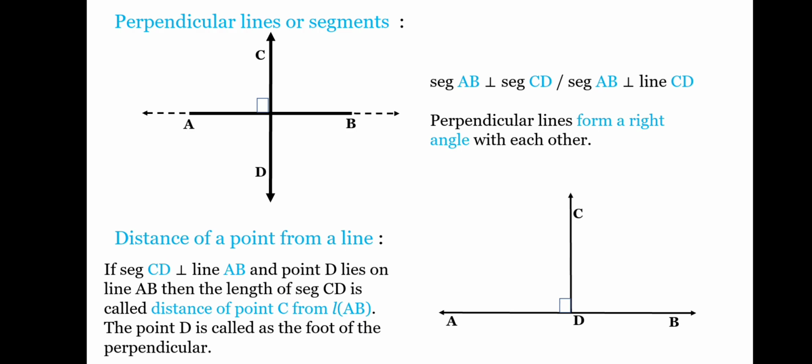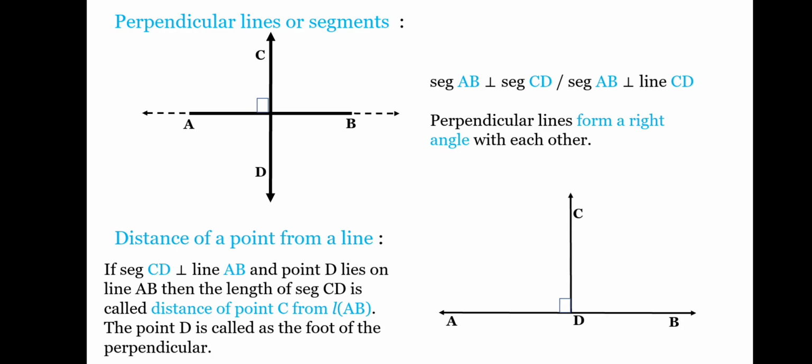You have seen I've written the symbol of perpendicular. I've not written perpendicular in words. So while writing, we have to write it in this form: seg AB, put the symbol of perpendicular and then write seg CD. And these two lines, at the point at which they meet, always form a right angle, that is a 90-degree angle.